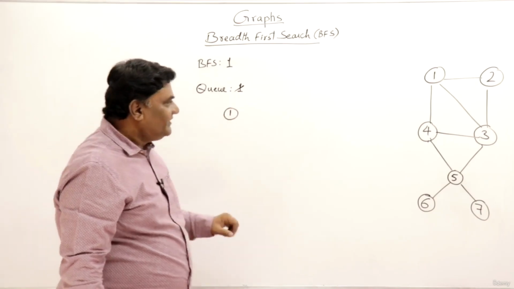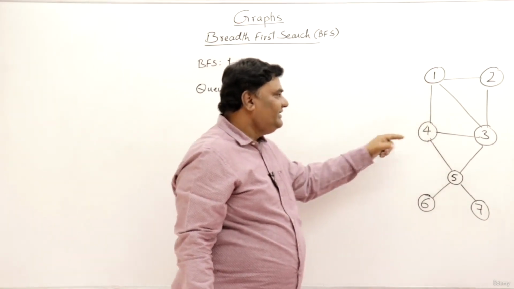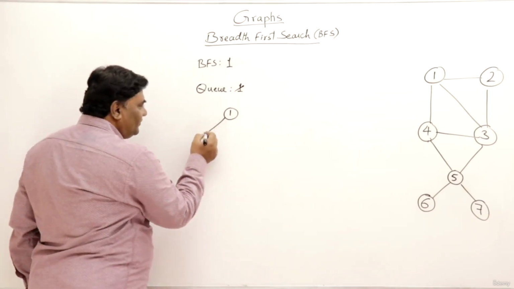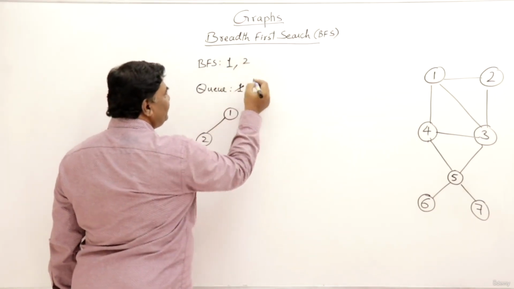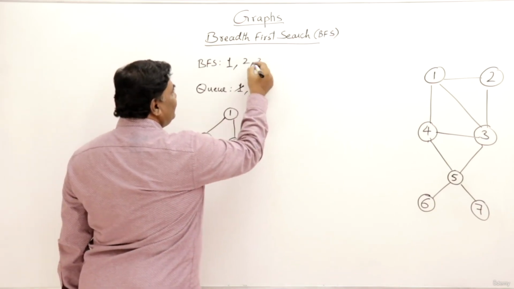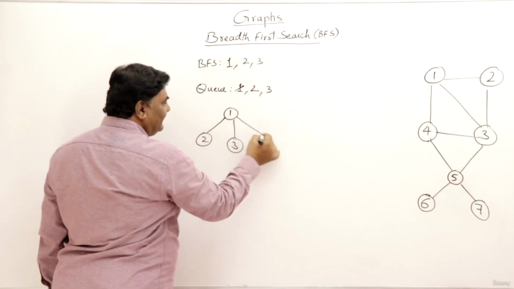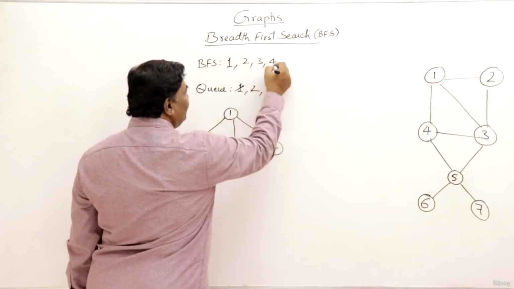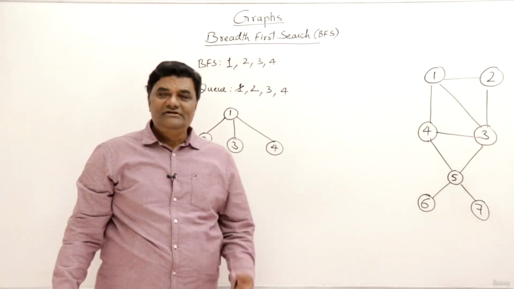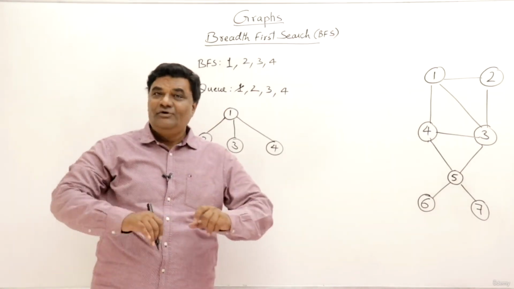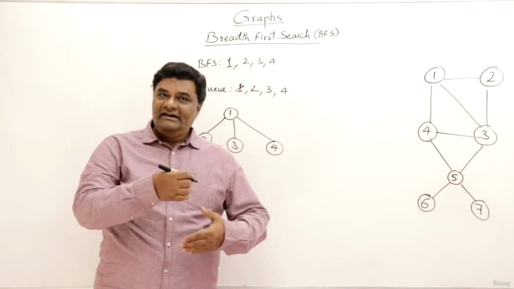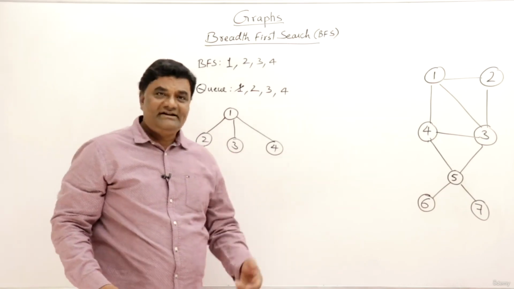So start exploring 1. Who are adjacent to 1? 2, 3 and 4. In which order can I visit? You can visit them in any order. So I will first go to 2. 2 is visited, insert it in the queue. The next is 3. 3 is visited and inserted in the queue. The next is 4. 4 is visited, then inserted in the queue. Now 1 is completely explored. So once you select a vertex for exploration, explore it completely. This we have done. Now again repeat, select the next vertex for exploration.